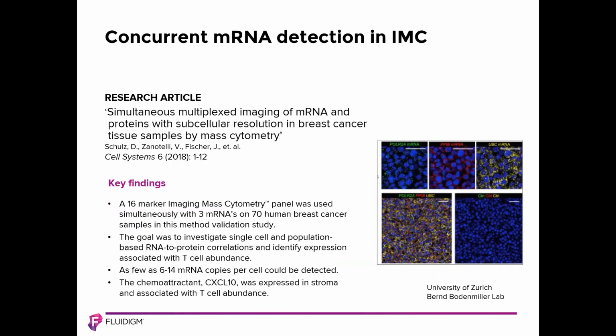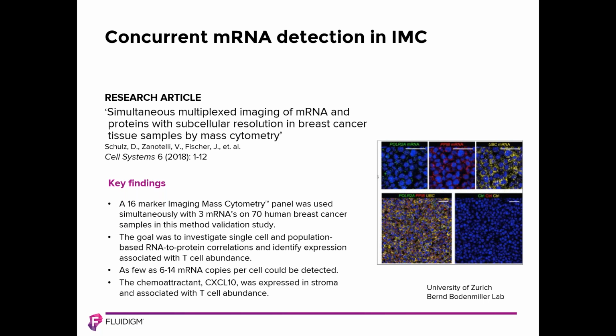This paper from Bernd Bodenmiller's lab at the University of Zurich describes the use of imaging mass cytometry for multiplex detection of both mRNA and proteins in tissues. RNAscope-based metal in situ hybridization was used to detect 3 mRNA target species, along with simultaneous assessment of 16 proteins. 70 breast cancer samples were analyzed. The goal was to investigate single-cell and population-based RNA to protein correlations and identify expression associated with T-cell abundance.